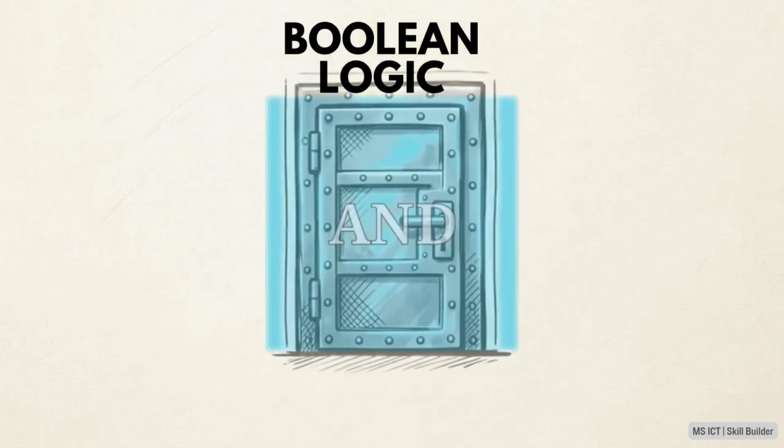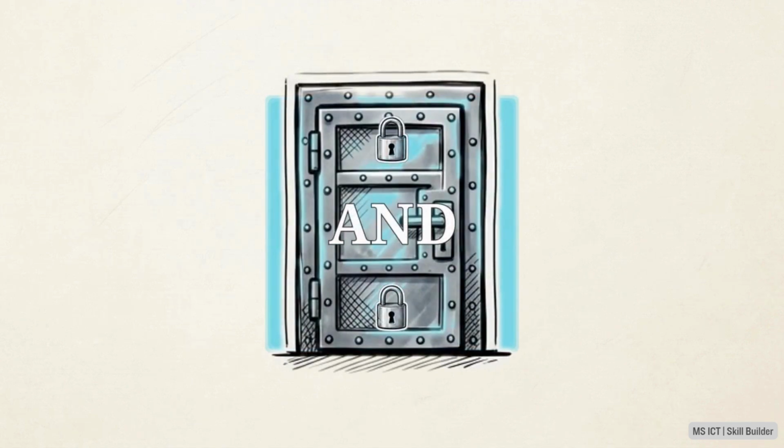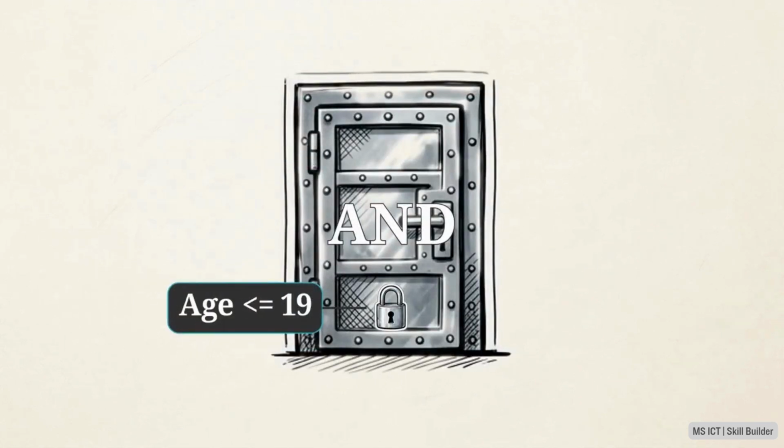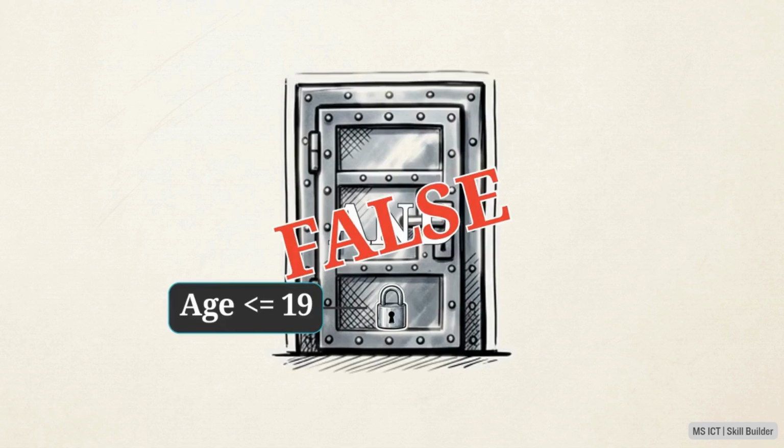Sometimes, a single comparison is not enough. When a decision requires checking multiple conditions at the exact same time, programmers use Boolean logic. The AND operator is strict. Think of it like 2 locks on a single door. If our conditions state that age must be greater than or equal to 13 and less than or equal to 19, both locks must clear. If even one fails, the entire statement evaluates as false.